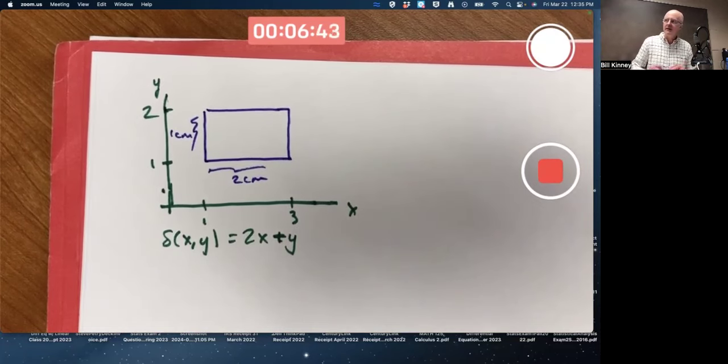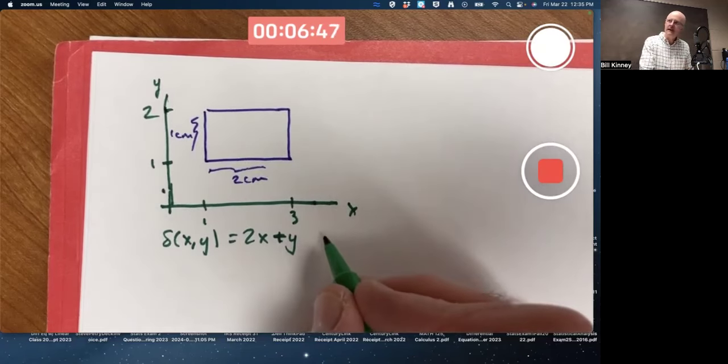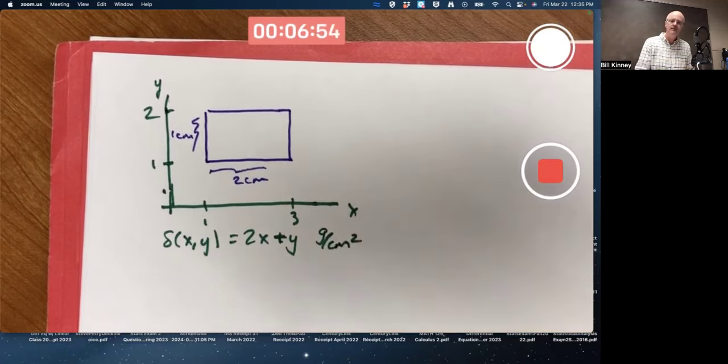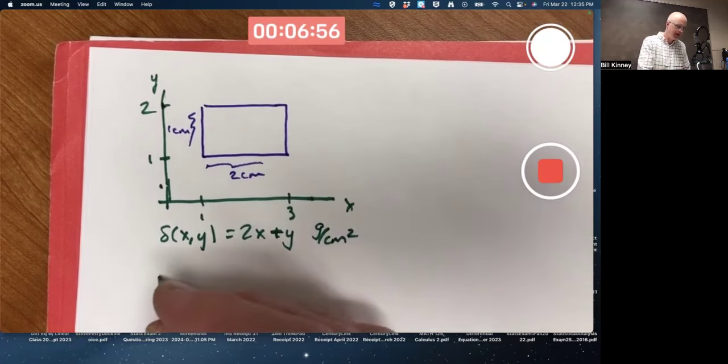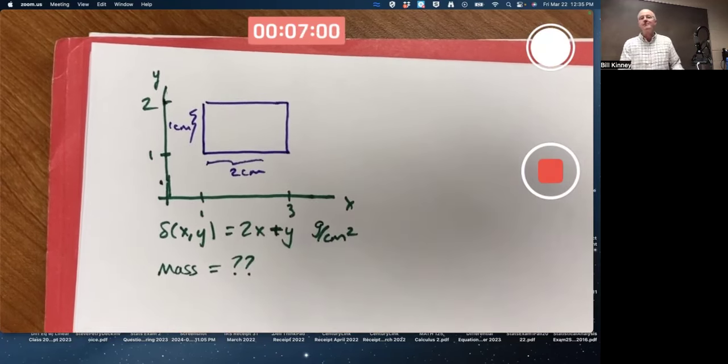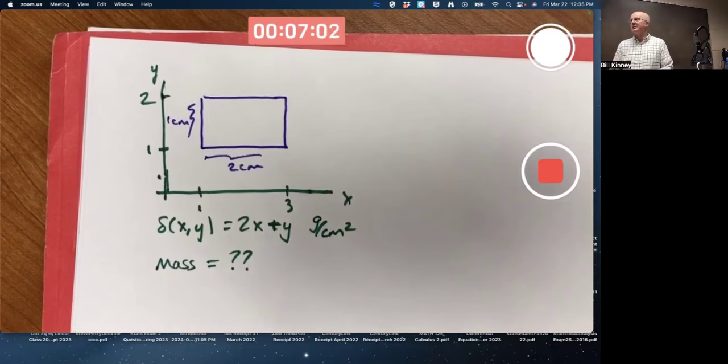This is a thin sheet of metal, effectively a two-dimensional object. Density is going to be mass per unit area, say grams per square centimeter. And I'd like to know what's the total mass. I made this example simple enough that we actually could guess the answer ahead of time without doing any calculus.